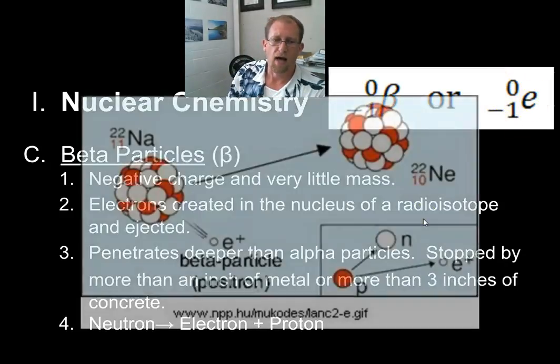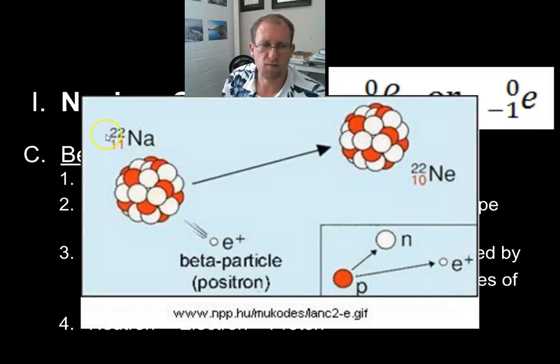Here's just a picture. Here we have sodium 22, 11. It has a mass of 22. 11 of those things are protons, and 11 of them would be neutrons. Neon 22 is stable. Sodium 22 is not. So we're going to go from 11 to 10, and we're going to eject a beta particle when we do that.